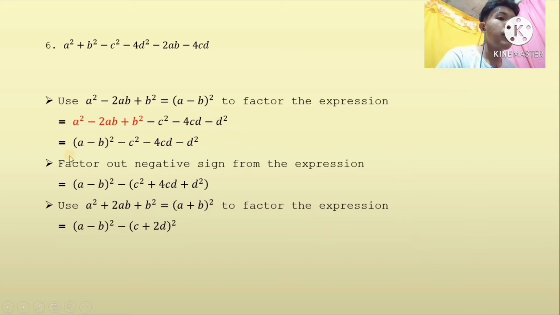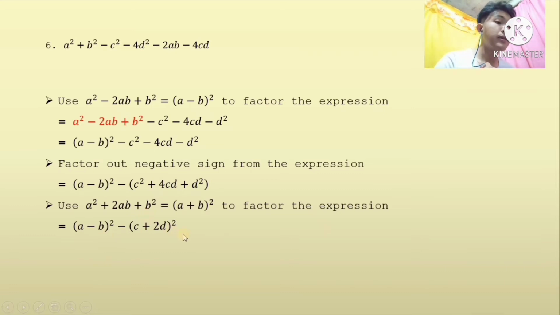So you can factor it. It will become the square of a minus b, minus c squared minus 4cd minus d squared. Then factor out the negative sign from the expression. Our equation will be the square of a minus b, minus c squared plus 4cd plus d squared. Then use a squared plus 2ab plus b squared is equal to the square of a plus b to factor the expression. So it will become the square of a minus b, minus the square of c plus 2d.